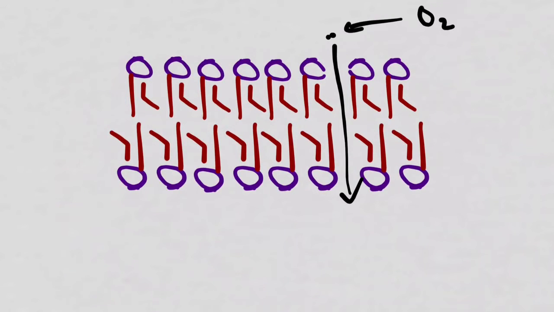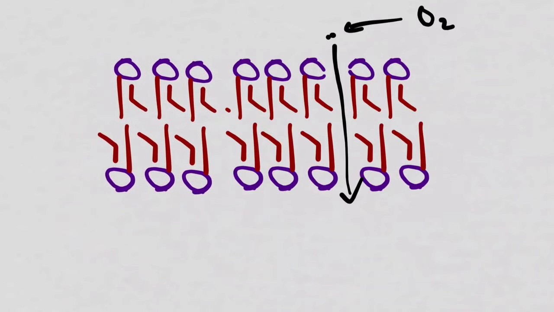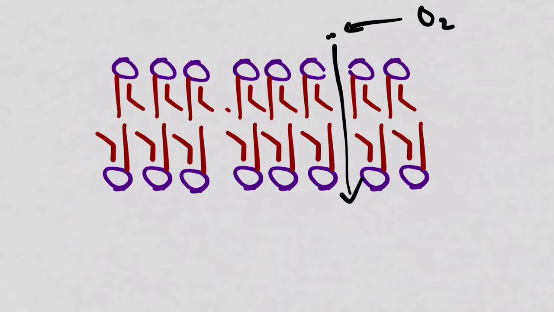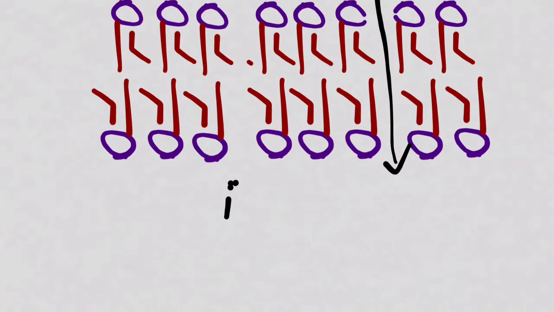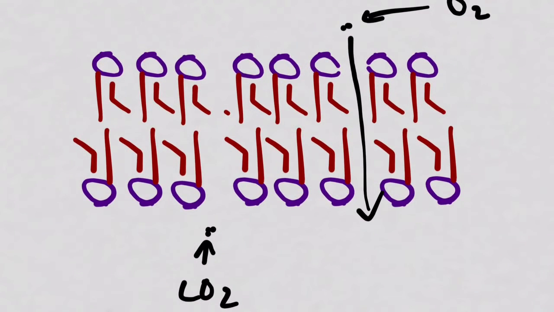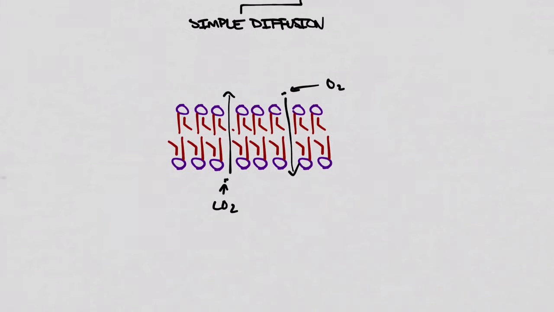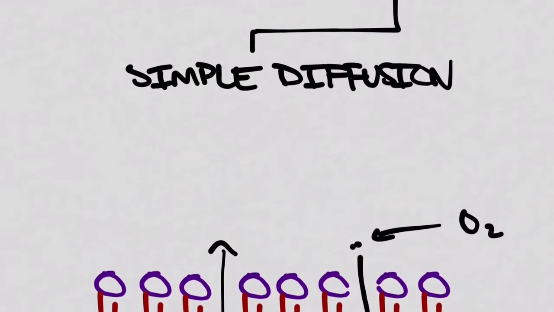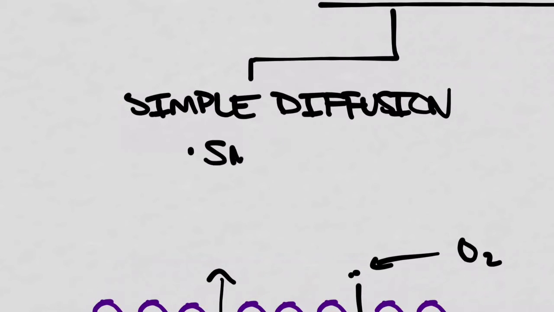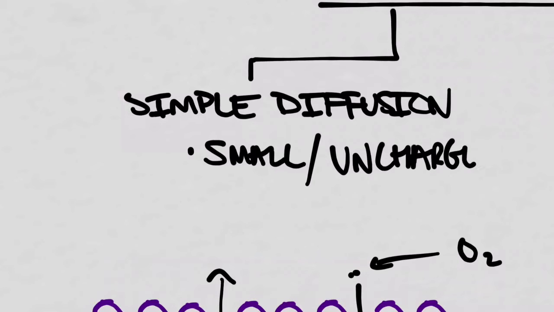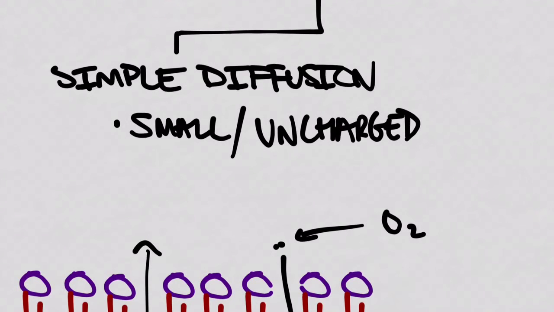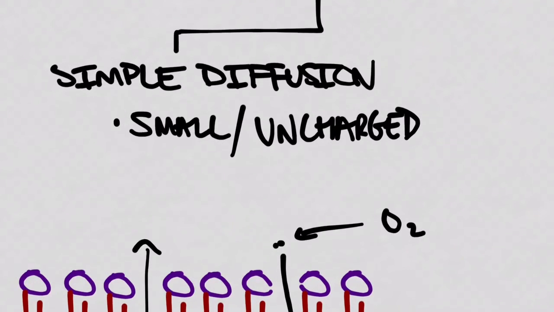Again, a small micropore might open up over here. These pores are very, very small. Another molecule, this is CO2 here, might just sneak right out of the membrane. This is an example of simple diffusion. Small micropores open up in the membrane and allow small and uncharged molecules to move through. Careful, the molecules have to be small as well as uncharged.